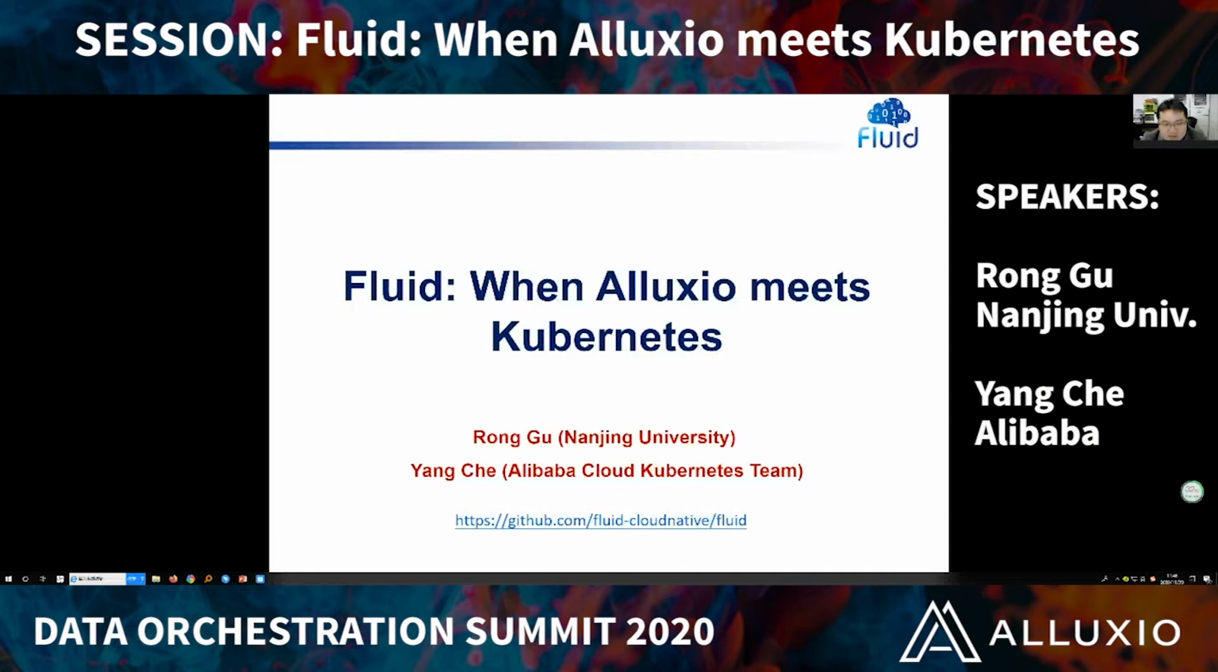Today, Yang Che from Alibaba Cloud and I will bring you a joint talk about a new open source project in the cloud-native area. It is built over Alluxio. So I will show you the slides. As you can see, the name of the project is Fluid. It connects Alluxio and Kubernetes.